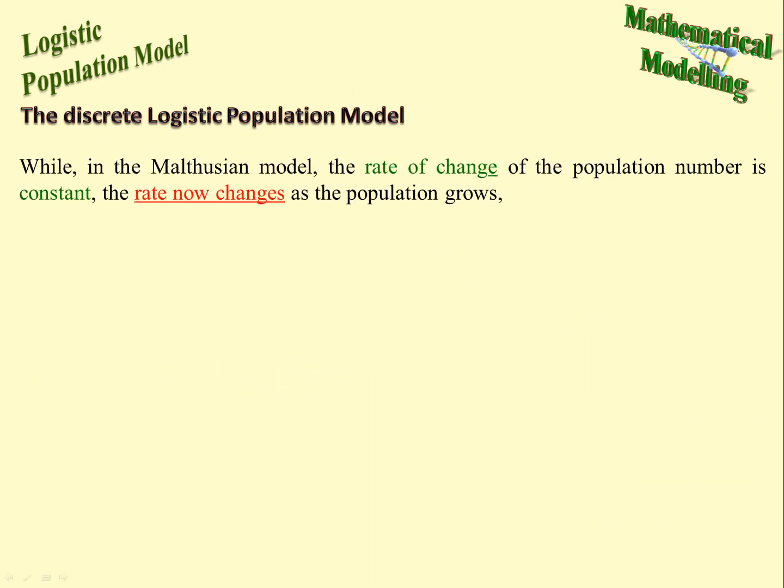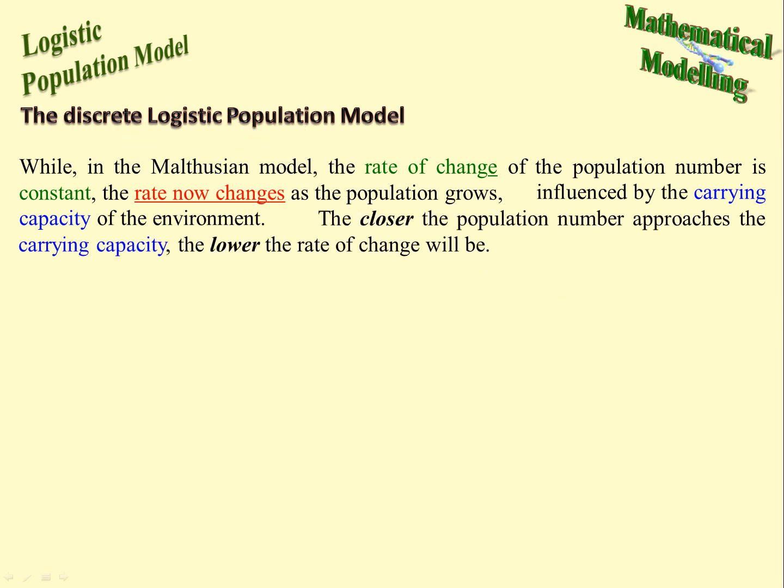So, while in the Malthusian model the rate of change of the population number is constant, the rate now changes as the population grows in the logistic model. It's influenced by the carrying capacity of the environment, the number that the environment can hold. The closer the population approaches the carrying capacity, the lower the rate of change will be.